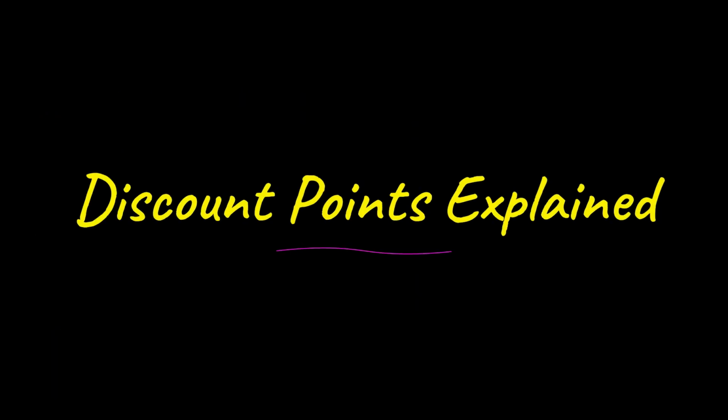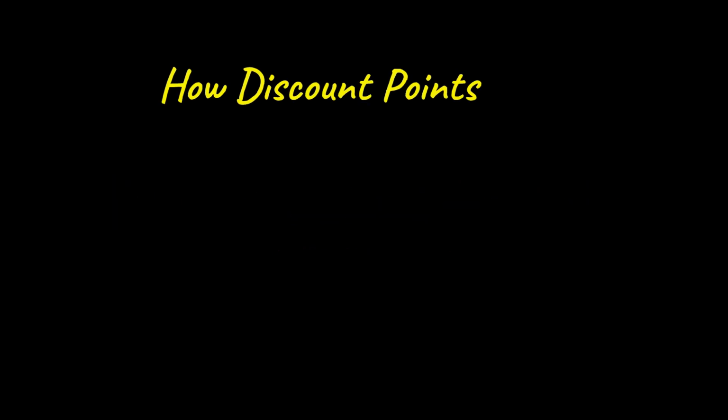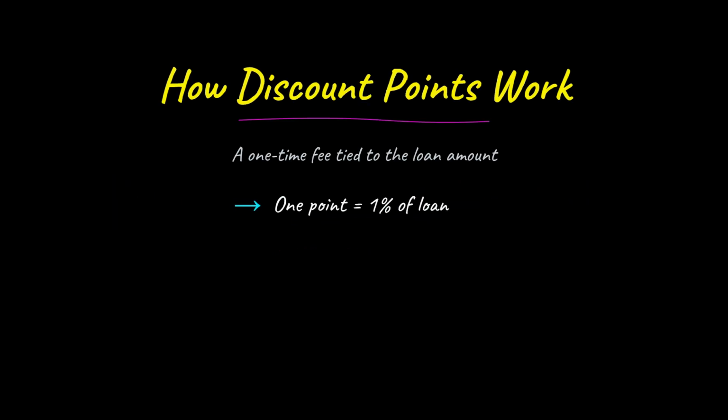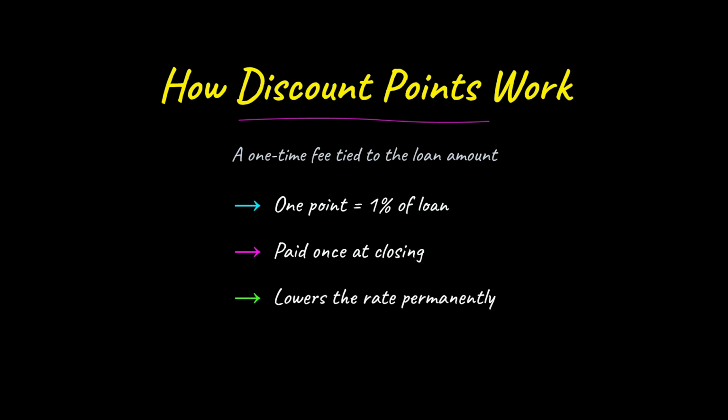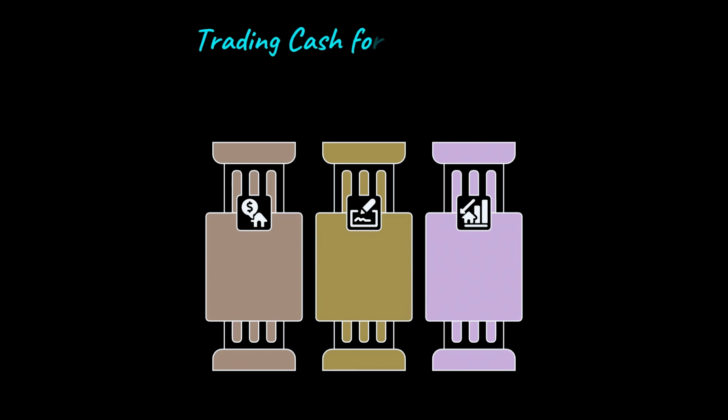Let's break down discount points, a fee that lets a borrower trade upfront cash for a permanently lower interest rate. Each discount point costs 1% of the loan amount, paid one time at closing, and it permanently lowers the interest rate. Because the reduction lasts for the life of the loan, points reward borrowers who hold their mortgage long enough for monthly savings to outweigh the upfront cost.